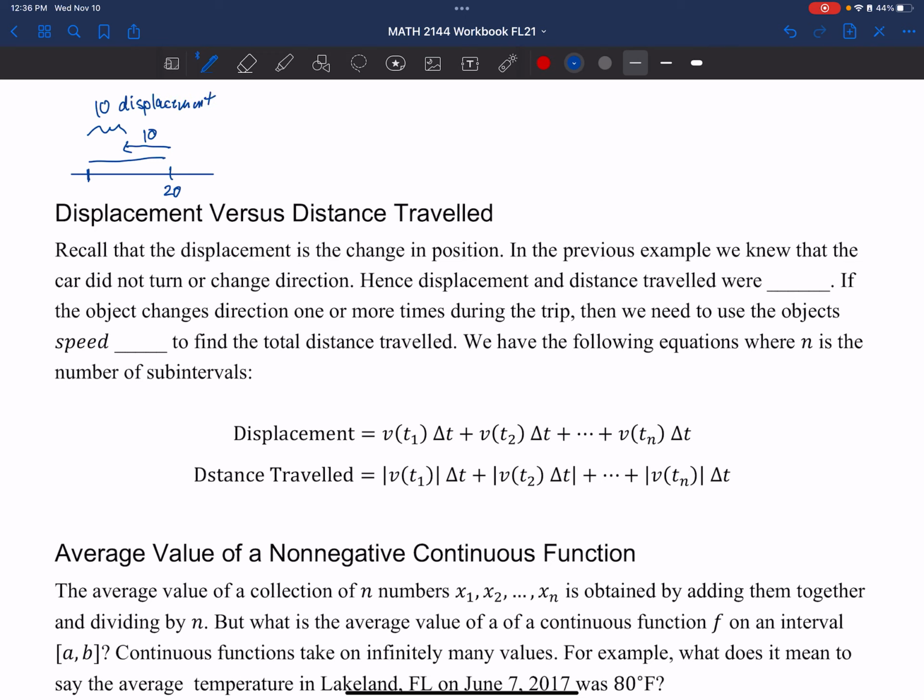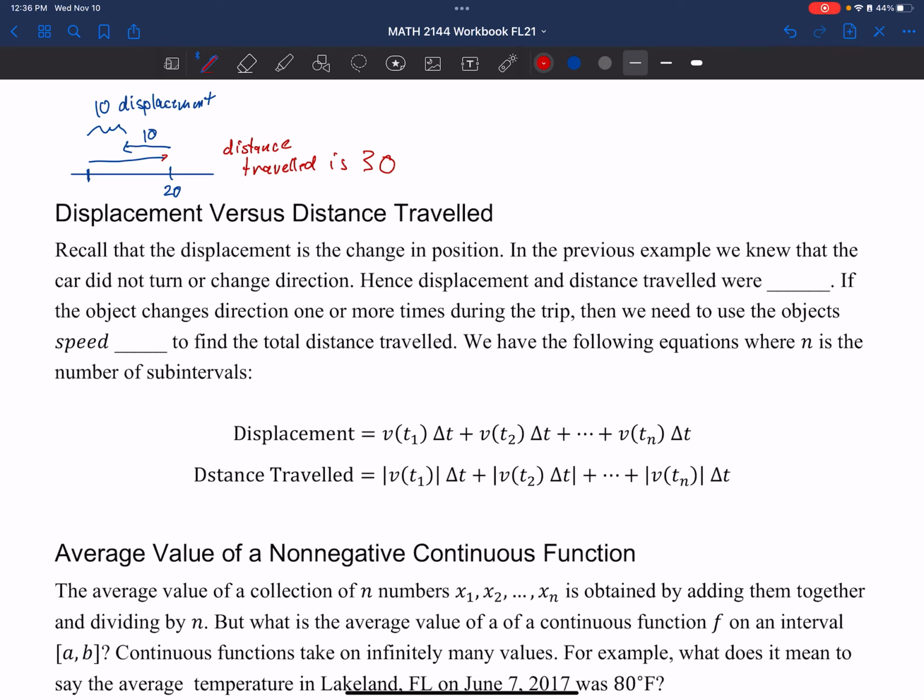But the distance traveled would be, anyone want to take a shot at it? 30, yeah, because it's the 20 forward and then the 10 back. So does everyone see the difference between displacement and distance traveled? Distance traveled accounts for you reversing. Displacement is how far you were from your original starting point.